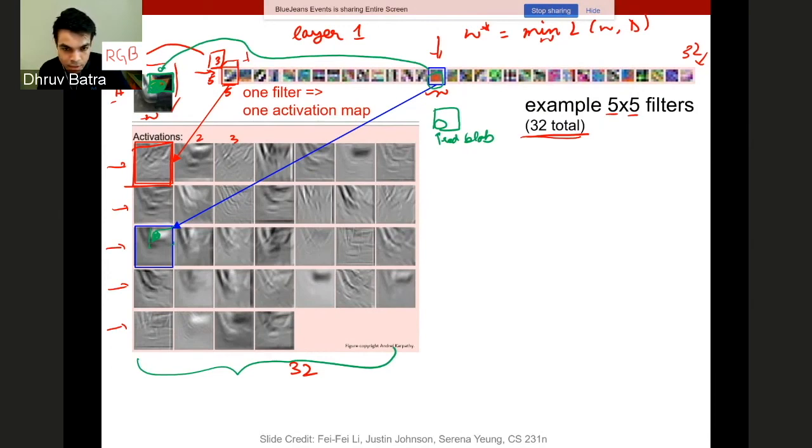Let's see. Just to be clear, filters are the ones on the top, feature maps are the gray ones on the bottom, right? Yes, that is correct. No other question. Not seeing any other questions.